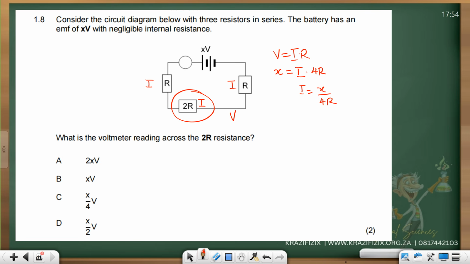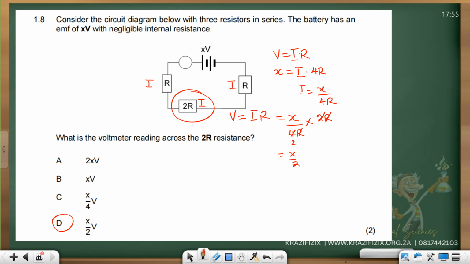What is the voltage? V equals to what? IR. Current is the same, right? So what would it be? X over what? 4R. What is my resistance? 2R. What's your answer? X over 2. You use values. Okay, fine. Did it make sense? So these questions, they always want you to just quickly pick.